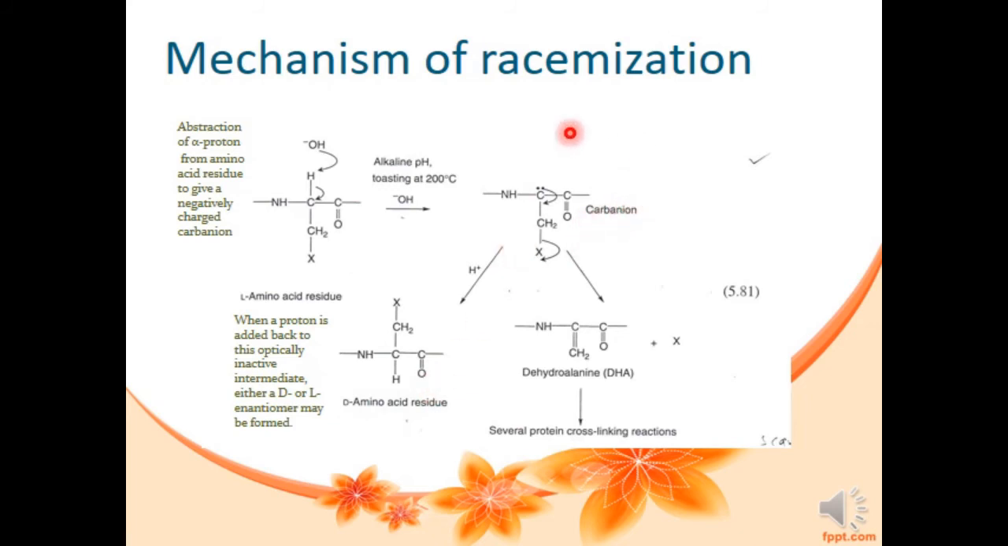Besides that, this carbanion can also undergo beta elimination to form dehydroalanine, DHA, and this DHA, dehydroalanine, can further react with other amino acid residues to form a cross-linking reaction.